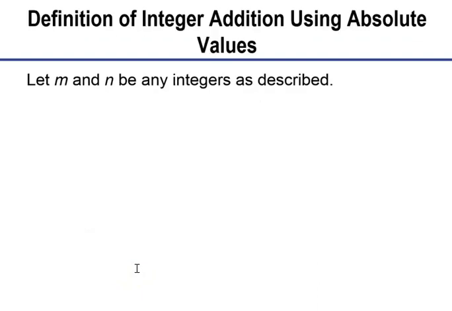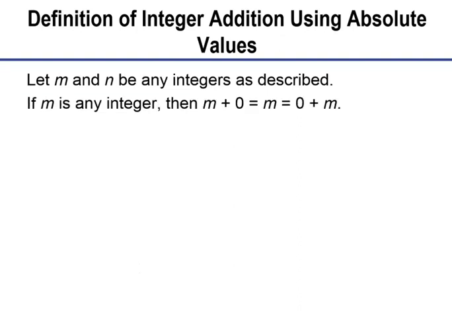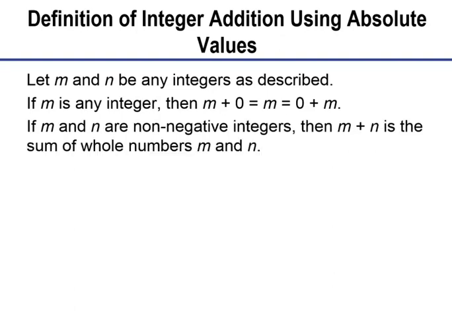Let m and n be any integers as described. This is a definition of integer addition, this time using absolute values. So it's basically the list I just gave you, but we're using absolute value definitions. If m is any integer, then m plus 0 is equal to m, and 0 plus m is also equal to m. Same exact definition we had before. Absolute value not required in that explanation. If m and n are non-negative integers, then m plus n is the sum of the whole numbers m plus n. Also the same as the definition I gave you just a minute ago.